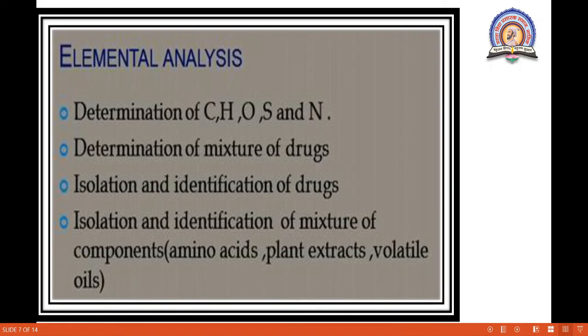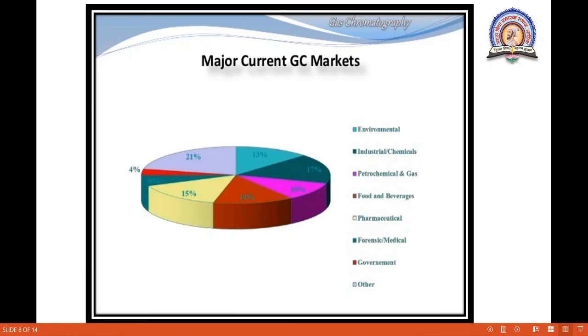Isolation and identification of mixtures of compounds, amino acids, plant extracts, and volatile oils are examples of this isolation and identification. So here the gas chromatographic technique is used.